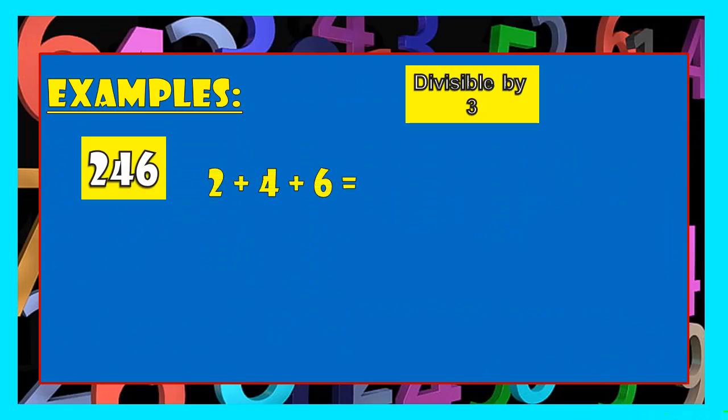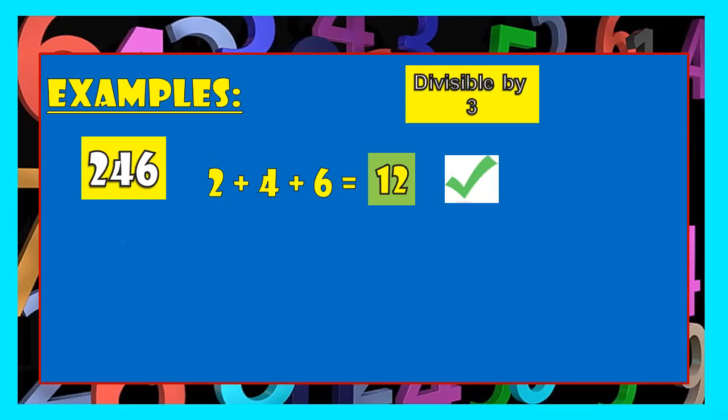So let's add all its digits. 2 plus 4 plus 6. So what is the sum? It is 12. So what is the number? So you're correct. It is divisible by 3 because the sum of the digits is divisible by 3.